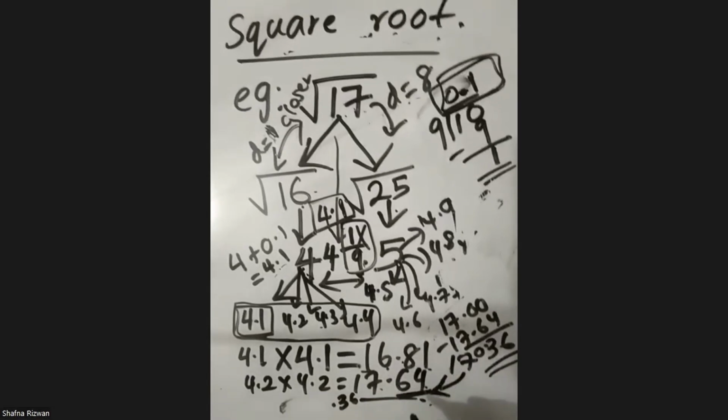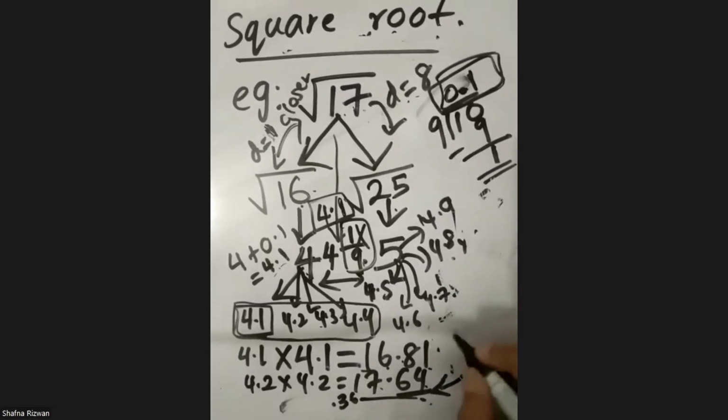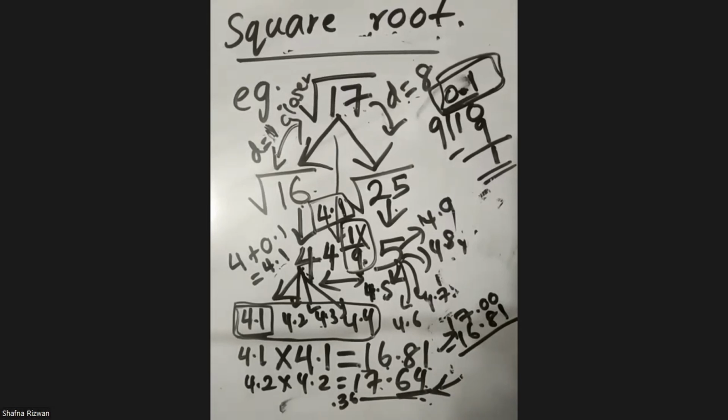Then 16.81, what's the difference? For that also subtract and see. From 17, if you subtract 16.81, how much is the difference that you have? 19, right? Because it will become 0 for the whole part. So 0.19.